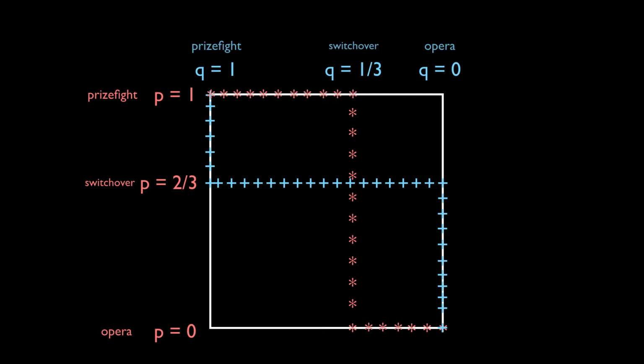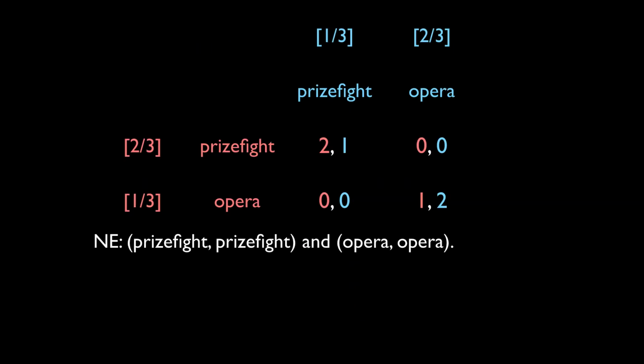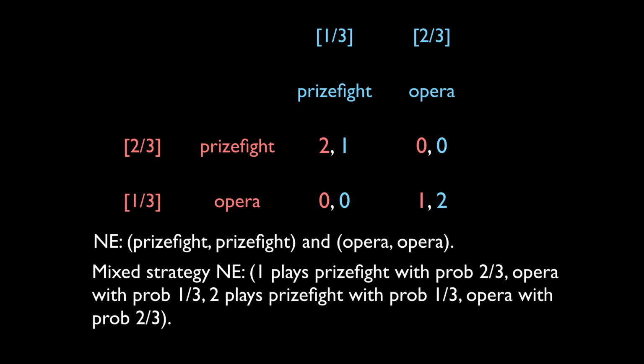What does this correspond to, by the way? Is this the mixed strategy Nash equilibrium? This actually just corresponds to person 1 playing prize fight, 2 playing prize fight. This corresponds to prize fight, the pure strategy Nash equilibrium. And this corresponds to what? Opera. Okay, so in this case, we have 3 Nash equilibria: 2 pure ones and 1 mixed one. Make sense? And that's the way I've written it down.